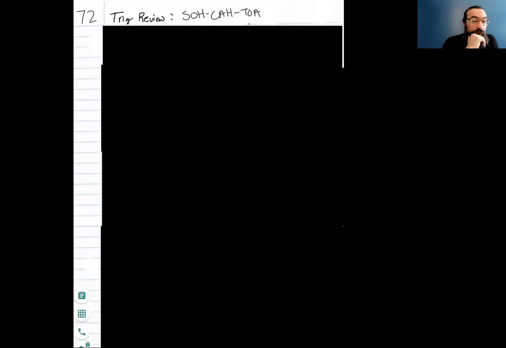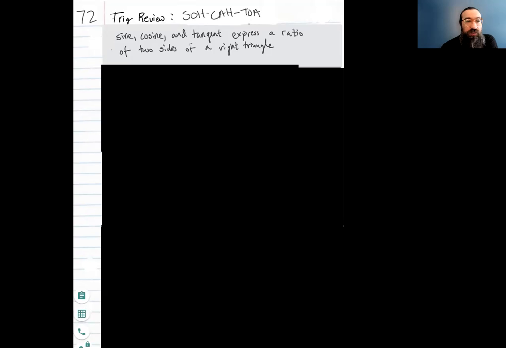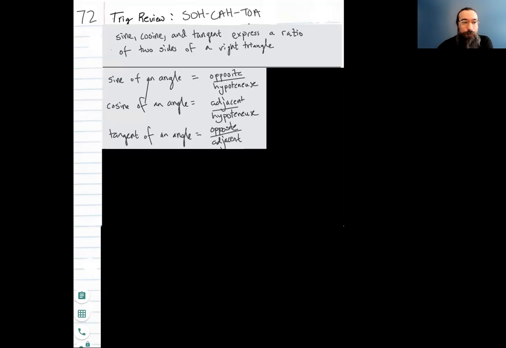Hey folks, we're going to talk about SOH-CAH-TOA today. Back to easing our way into the semester with trig, and we'll start with just the fact that they express a ratio of two sides of a right triangle. So in other words, it's a fraction. That's what they are. Here's what they are.